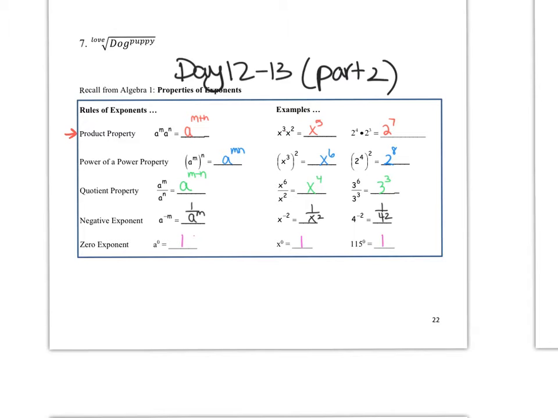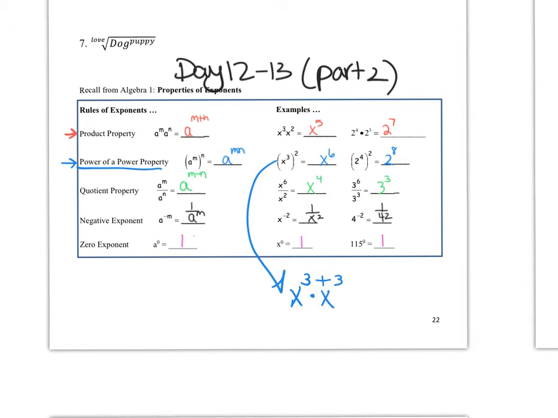Power of a power, that came up yesterday. You multiply your exponents, a to the m times n. All this does for us, it saves us time, because if you look at x cubed squared, technically you could do this, right? And then follow your product property where you add your exponents, and you'd still get x to the 6th. Remember, back when you learned multiplication, it was a shortcut for addition, okay? So you're multiplying 3 times 2 in the second one, you're doing 4 times 2 to give you 8.